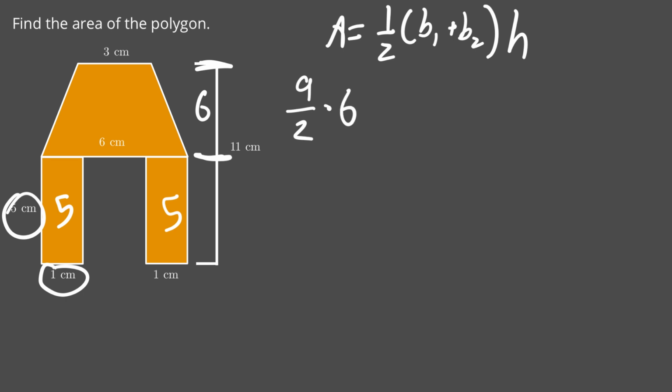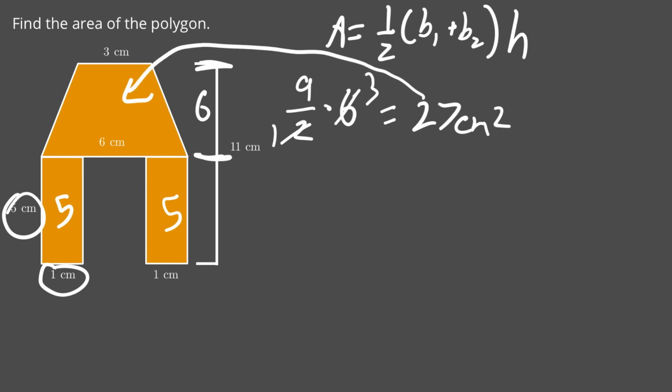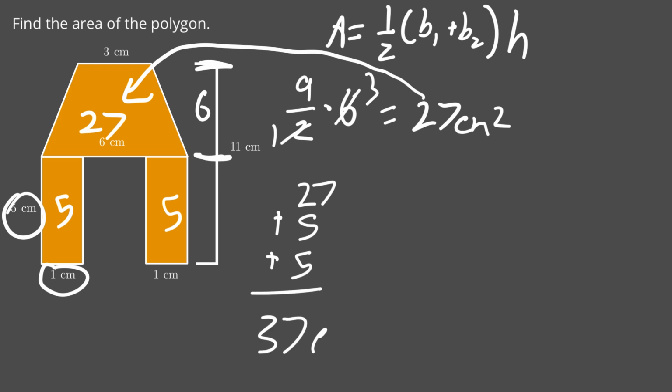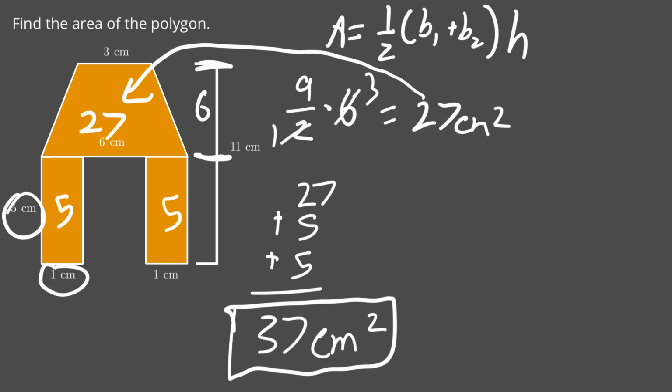Now we can simplify this. The 6 and the 2 cancel. Dividing by 2 gives us a 1 and a 3. 9 times 3 gives us 27 centimeters squared. And that is just the trapezoid. Now we have 27 plus 5 and 5. 27 plus 5 plus 5 gives us 37 centimeters squared for the entire shape.